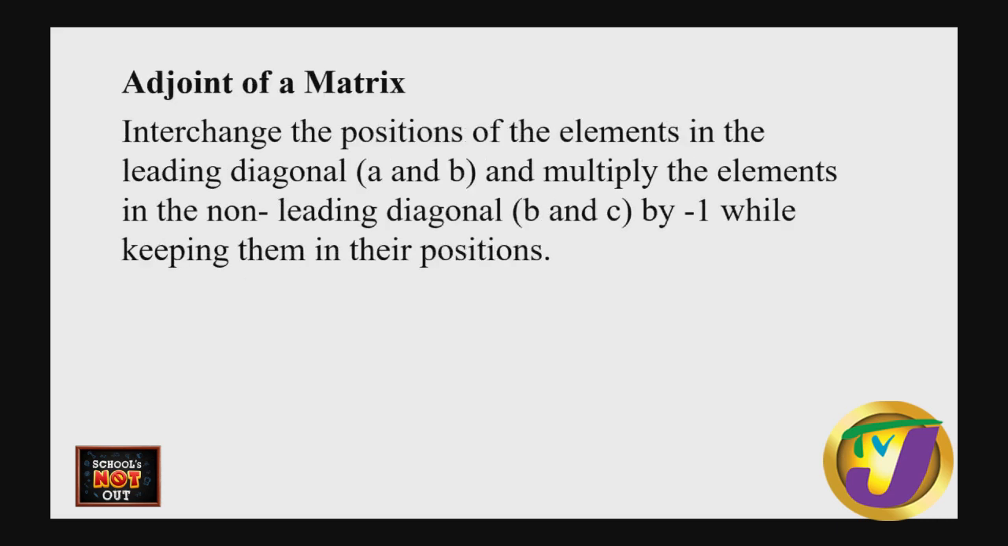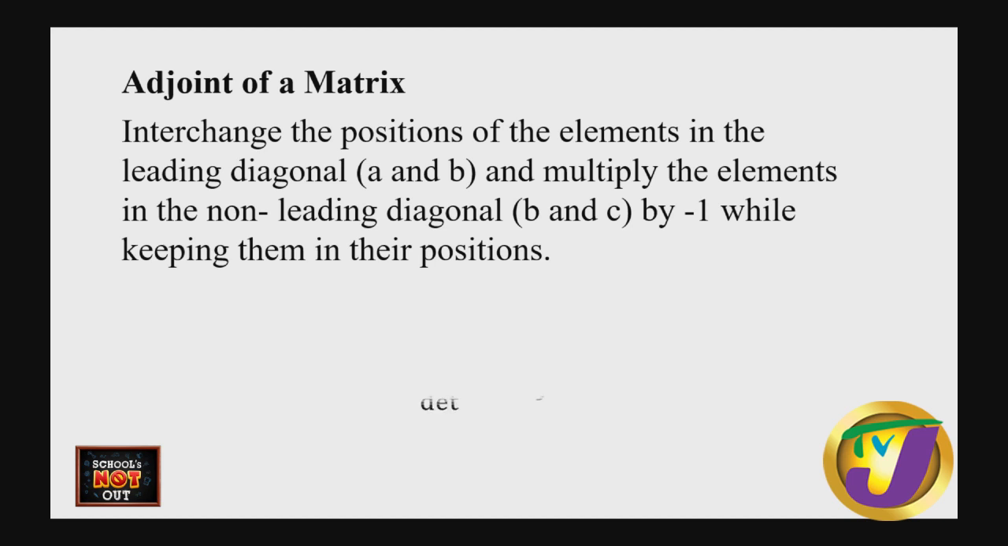With the adjoint of a matrix, we interchange the positions of the elements in the leading diagonal and multiply the elements in the non-leading diagonal by -1 while keeping them in their positions, which means they're not going to move. They're going to stay in one place. All we're doing to the elements in the non-leading diagonal is multiplying them by -1.